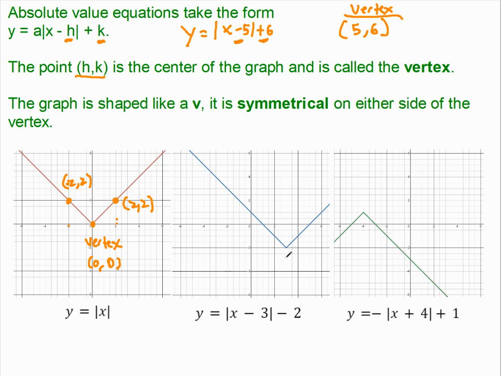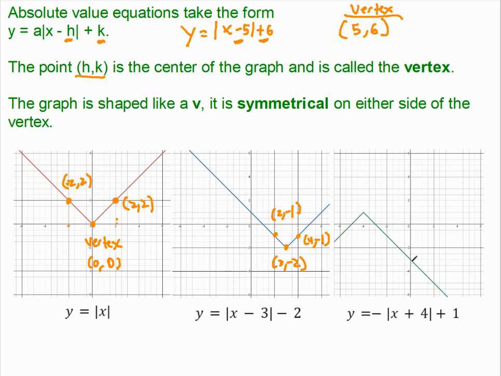That same thing still holds true down here for my blue graph. This is y equals absolute value of x minus 3, minus 2. Notice my vertex is down here at (3, -2). And if I move over 1, I'm at the point (4, -1). If I move left 1, I'm at the point (2, -1). Symmetrical meaning that they have the same y values in this case.